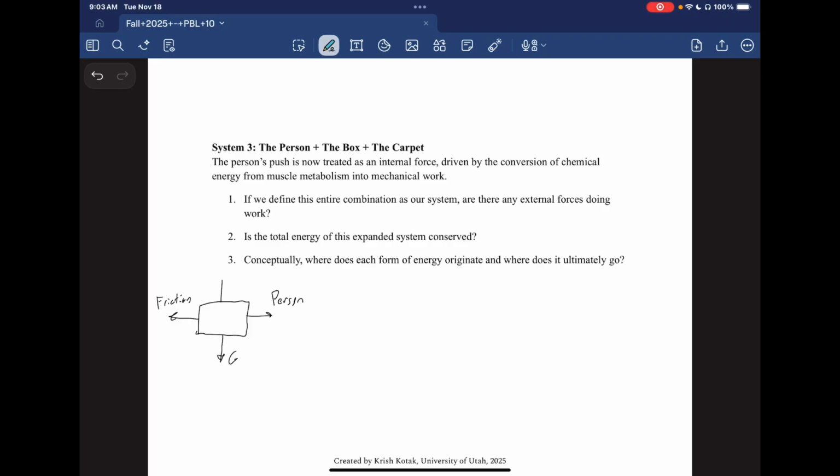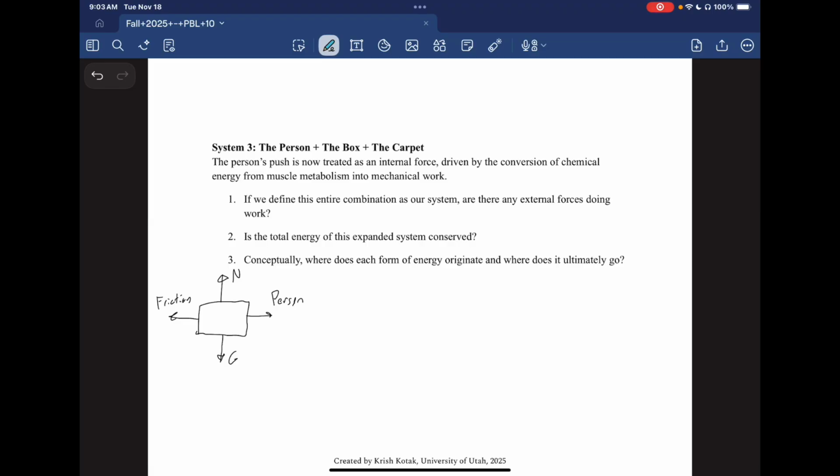Gravity is still an external force, but since it is perfectly counteracted by the normal force, there are no external forces doing any work. So the internal forces, the person and the friction, are the only things doing work. So is the total energy of the expanded system conserved? The answer is yes. The total energy within the isolated system does not change, it only transforms from one form to another.